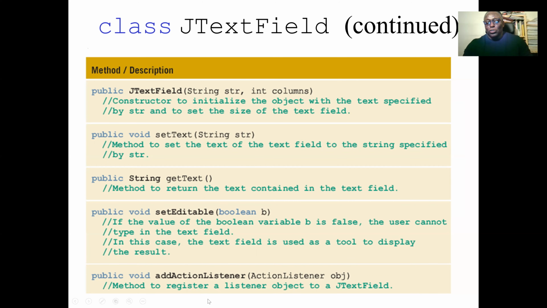Then we have the method to register the listener object to the JTextField. This is very important because your label doesn't need this. The reason why label doesn't need the action listener is because we are not going to use the content of the label to do any calculations or any duty, any task. It's just an instruction on the screen. But we need the content of a text field. It's an input to use. So we may also use the action listener.